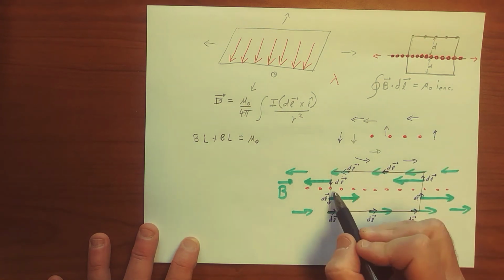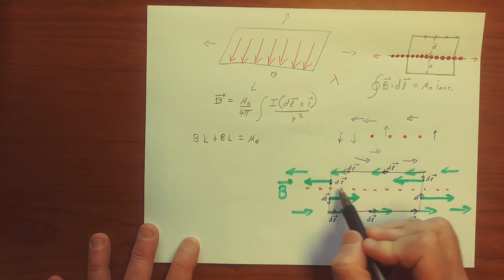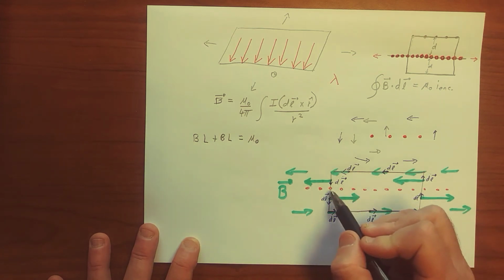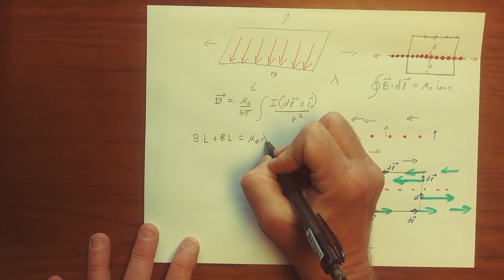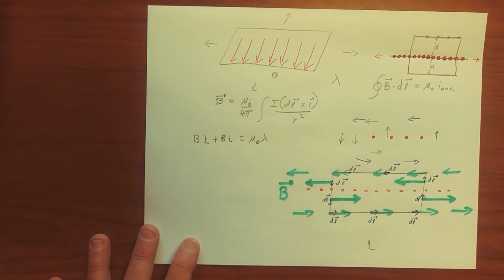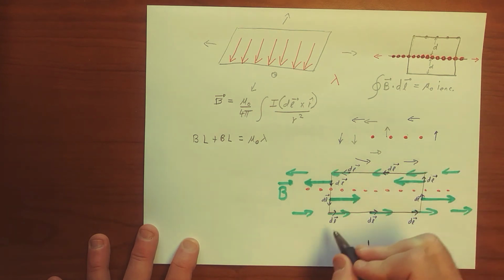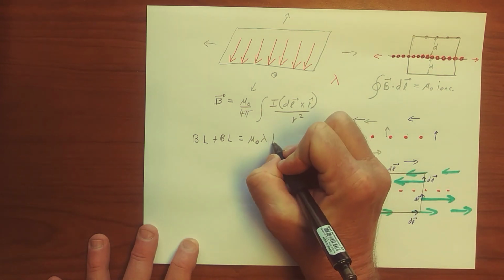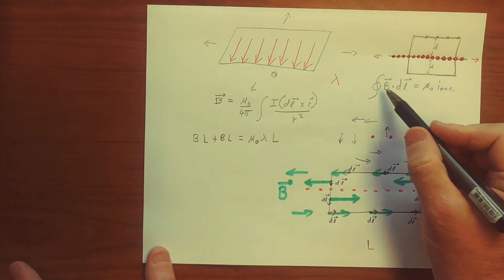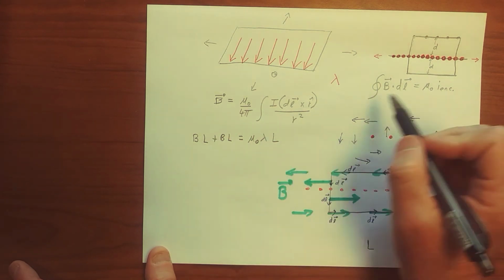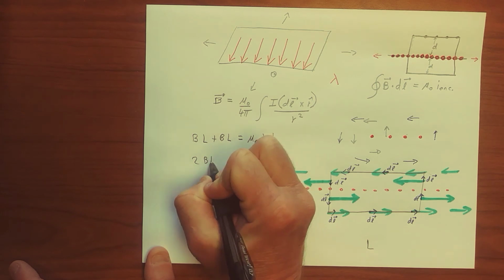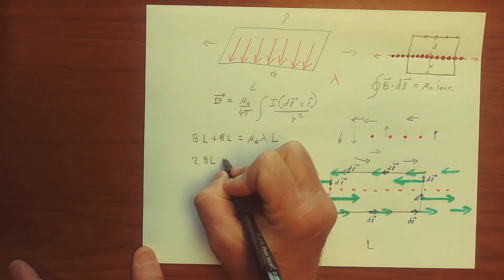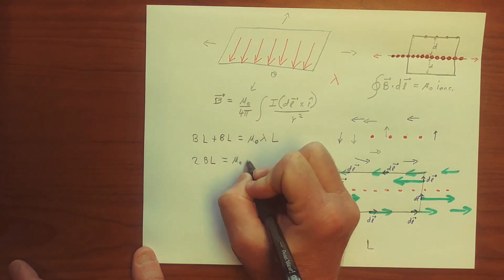And so we can see that here is all the current. Well, how much is that? It's the density times the length. So we call the density lambda, so we get lambda times this length, which is, again, L. And that's what Ampere's law looks like, left-hand side and right-hand side. So here we get 2 times the magnitude of the magnetic field times the length equals mu naught lambda times L.